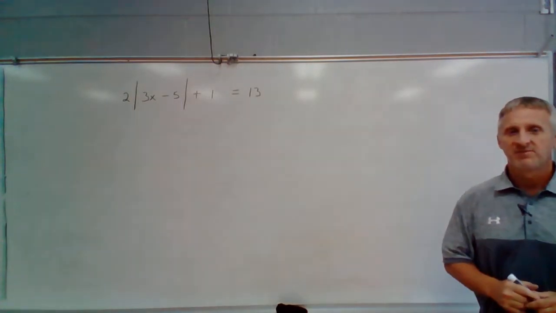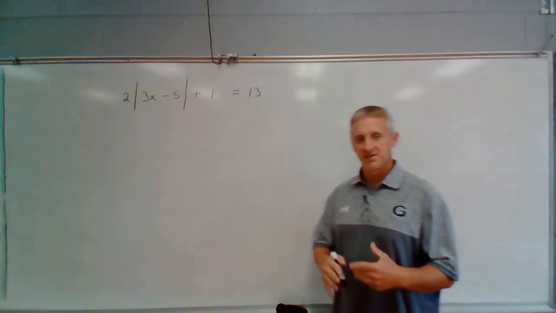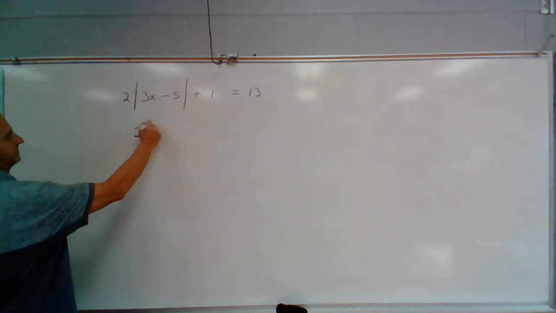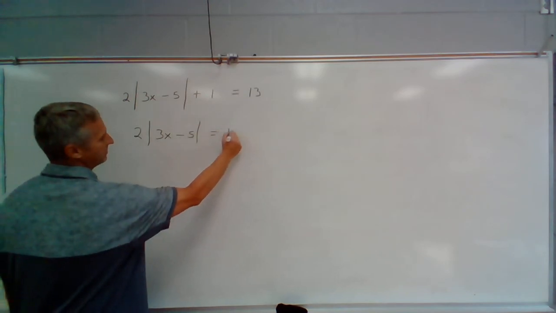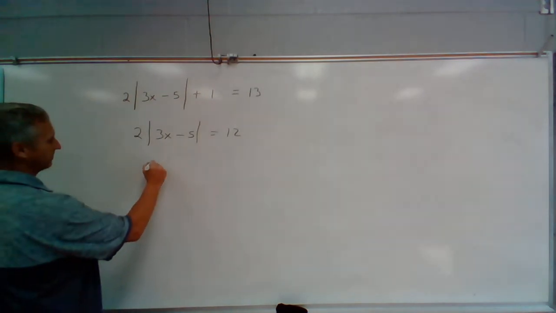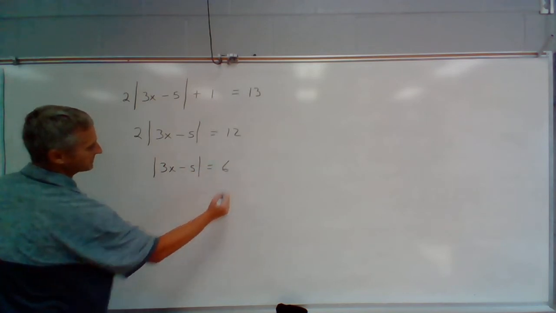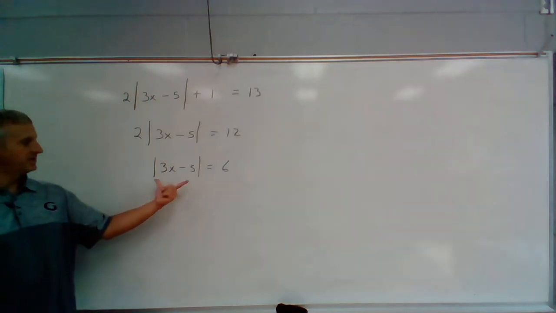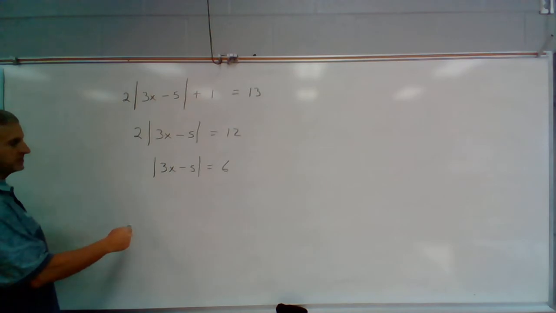All right, let's try this example. All right, so again, our strategy is to isolate the absolute value by itself on one side of the equation. So I'm going to subtract 1 from both sides. That leaves me with 2 times absolute value of 3x minus 5 equals 12. Now I need to divide both sides by 2. That leaves me with absolute value of 3x minus 5 equals 6. Okay, so goal number 1 successfully completed. I've isolated the absolute value. Now I've got to think about my 2 possibilities.